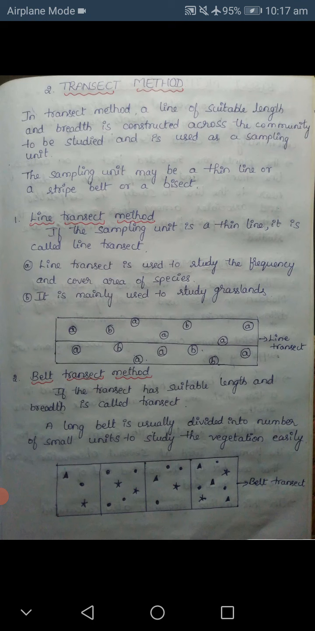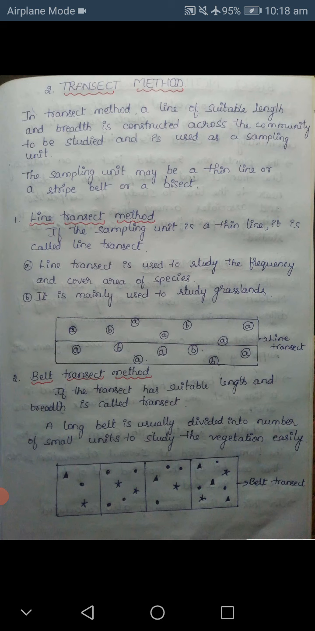Community ecology chapter. In the last class we studied about the quadrat method, and today let us discuss the transect method and the point frame method. In the transect method, a line of suitable length and breadth is constructed across the community to be studied, and it is used as a sampling unit. The sampling unit may be a thin line or a stripe, belt or a bisect.